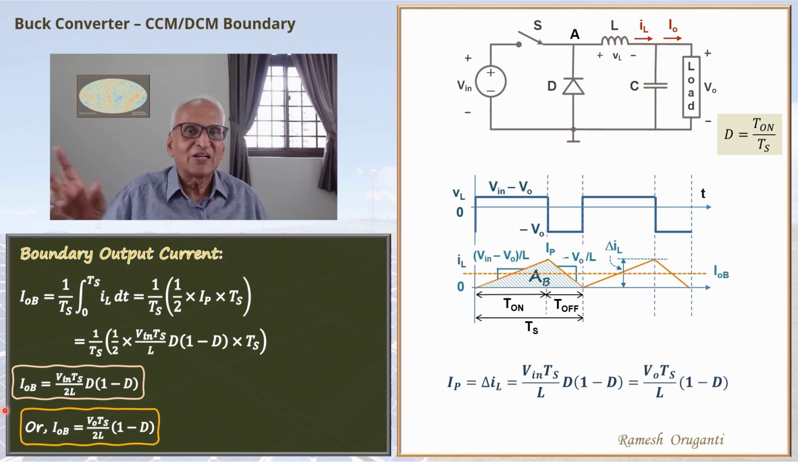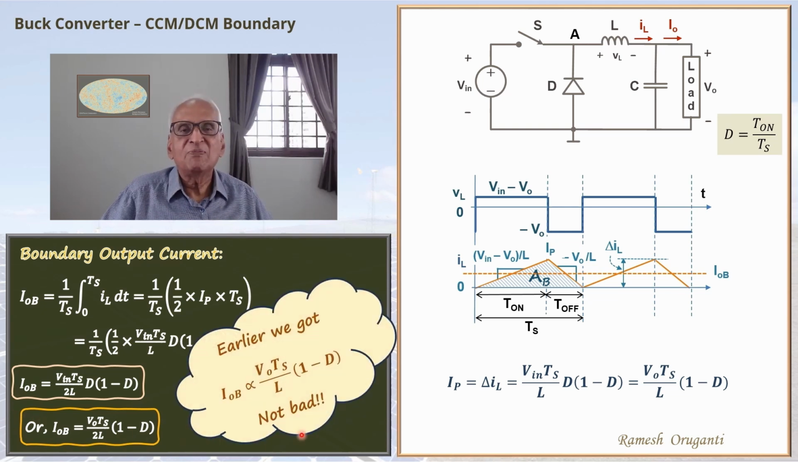Let's compare it with our guess earlier. Earlier we guessed that I naught B will be proportional to V naught Ts by L times 1 minus d. Now it is V naught Ts by 2L times 1 minus d. So not bad. So intuitively what we thought and the equation matches.